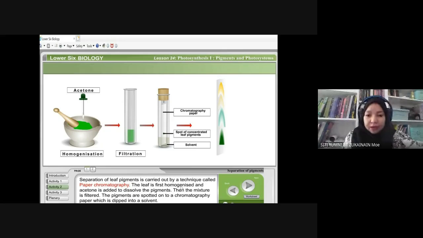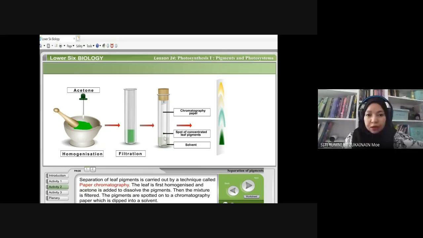The leaf is first homogenized and acetone is added to dissolve the pigments. So first you need to homogenize. You need to crunch the leaf until it becomes a leaf paste, and then you add acetone to dissolve the pigments. Then the mixture is filtered. The pigments are spotted onto a chromatography paper, which is later dipped into a solvent.